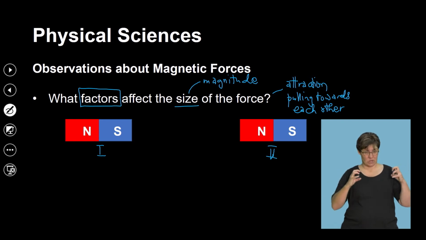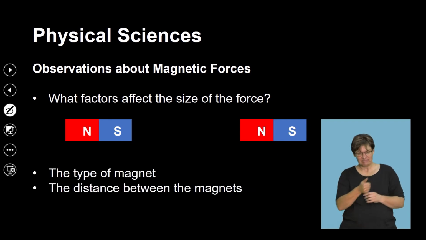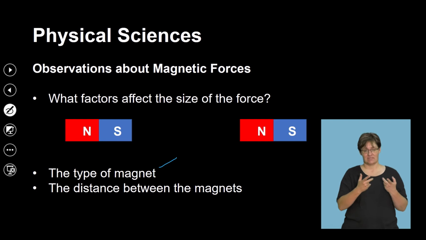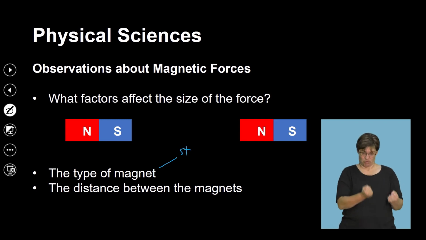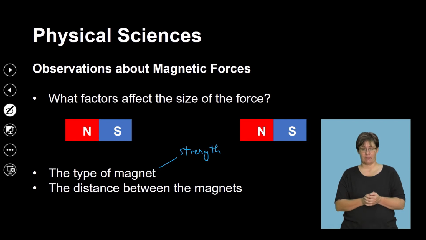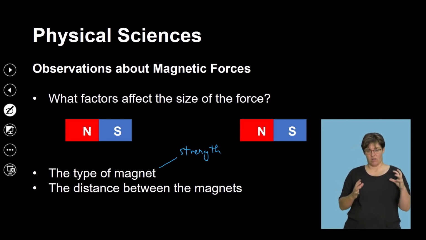What if we used different magnets which are stronger or weaker? That's the main point for discussion. So the type of magnet affects the size of the force, okay? The type of the magnet here, we talk about the strength of the magnet. There are strong and weak magnets. A stronger magnet would attract another magnet with a greater force because of its strength.